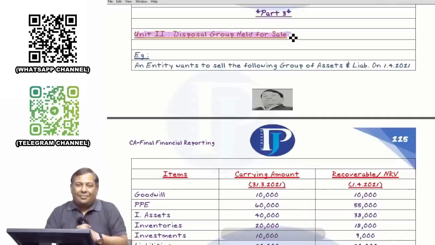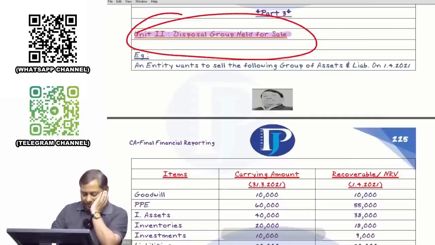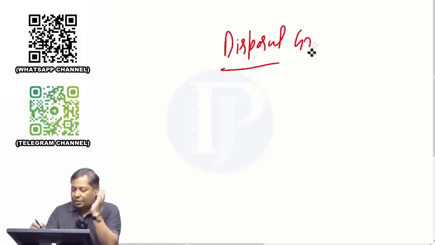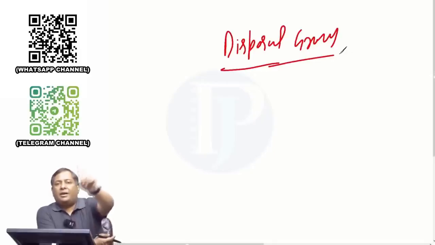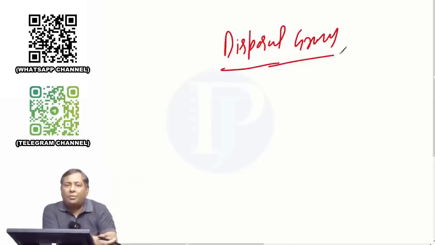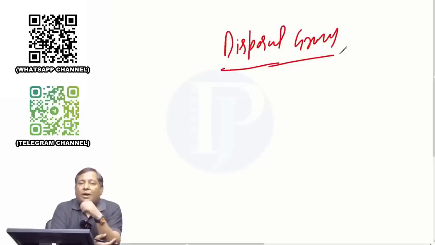Now we are in unit number 2. Unit number 2 is on the disposal group. Now what is this disposal group, students? I have a factory. I want to sell it. Go to unit number 1. Now I have a furniture item to sell. Go to unit number 1. If you want to sell a single asset, then you have studied that in unit 1. Follow all those steps. Now we are in the disposal group.